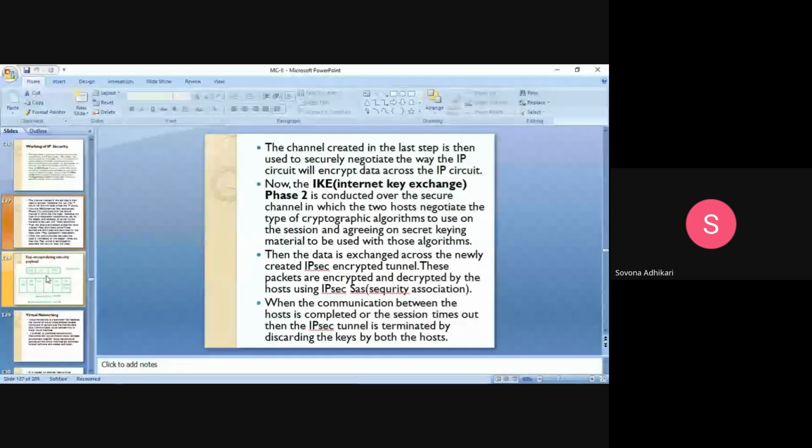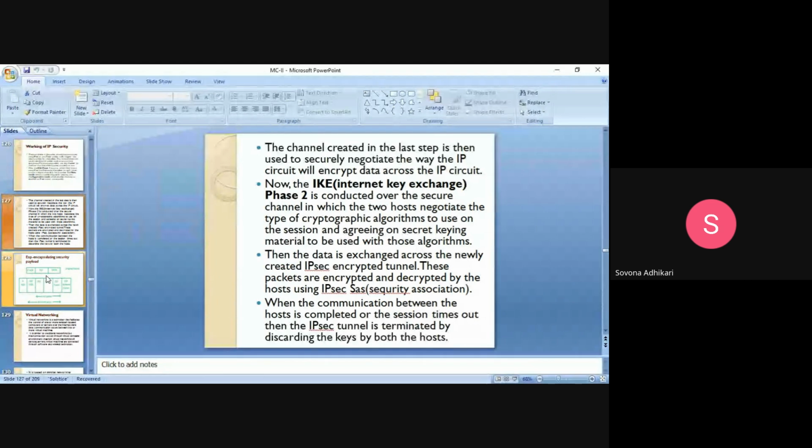Besides that, the channel created in the last step is then used to negotiate the way the IPsec circuit will encrypt data across the circuit. So this work, the encryption setup, is done during phase 1.